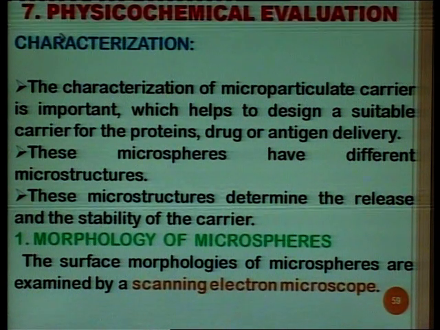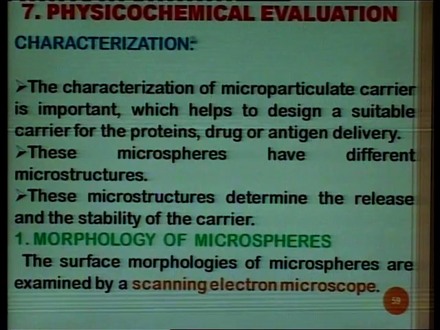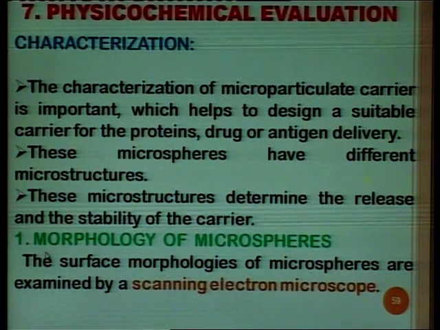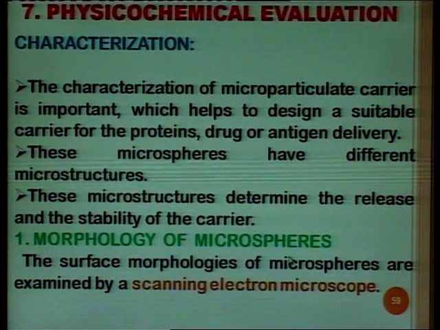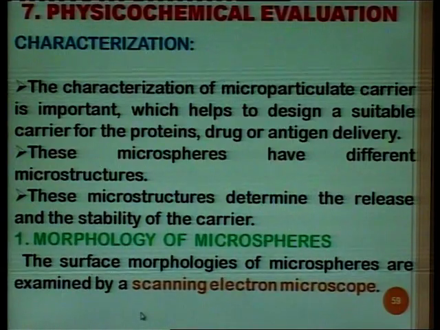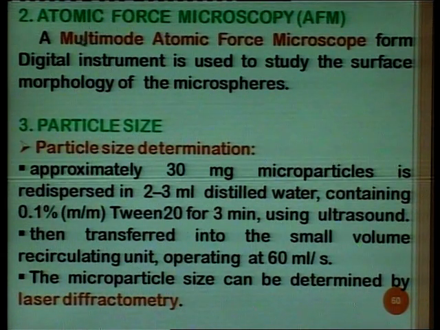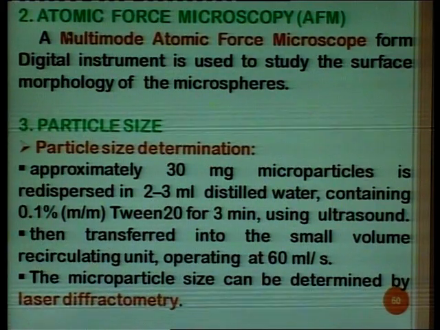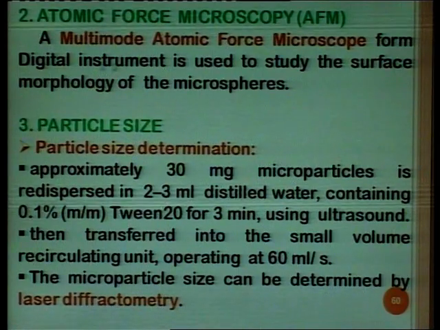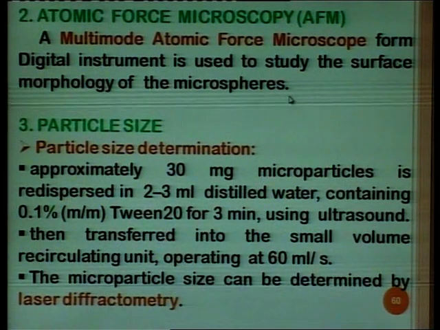So next we come to the physicochemical evaluation of microcapsules. In physicochemical evaluation, we can evaluate the microcapsules by the morphology of microspheres. The surface morphologies of microspheres are examined by a scanning electron microscope. Second method of evaluation is atomic force microscopy. A multi-mode atomic force microscope is used to study the surface morphology of the microspheres.